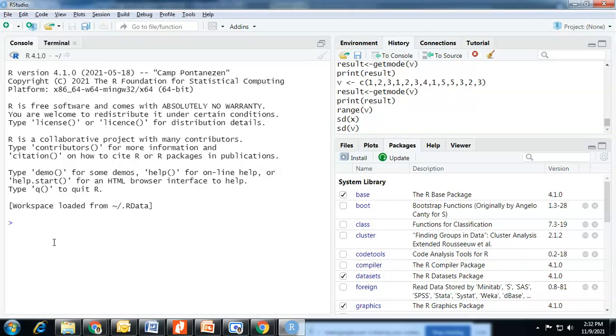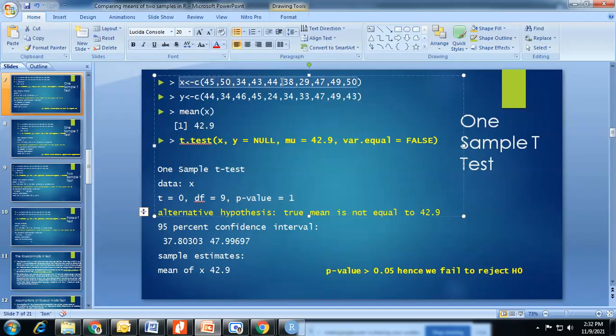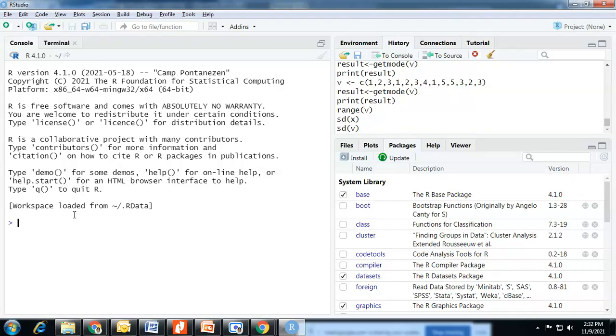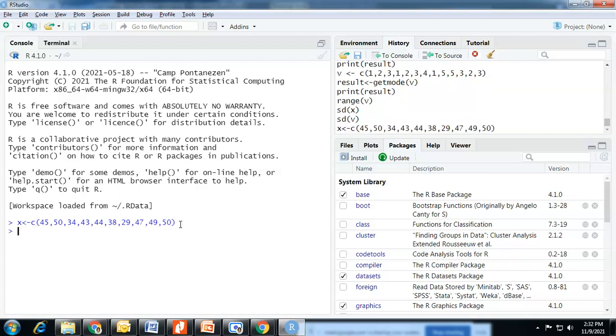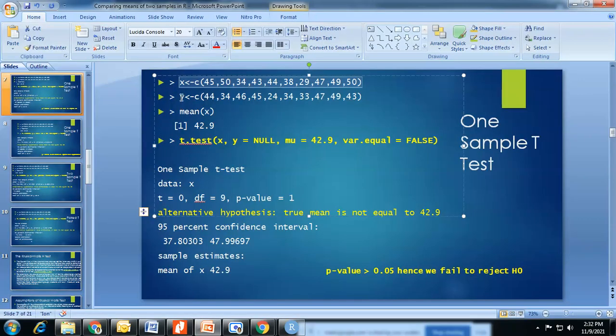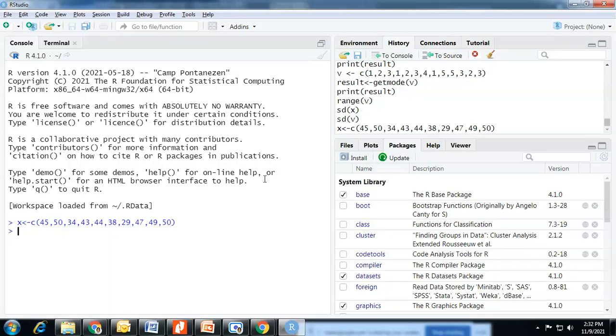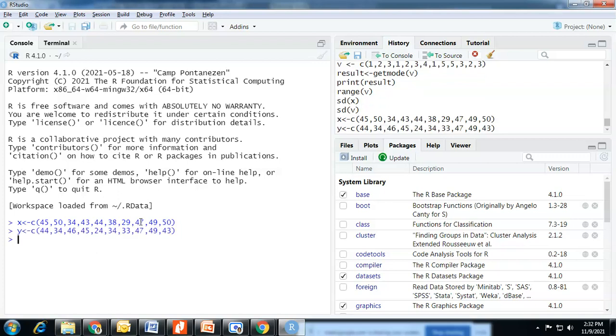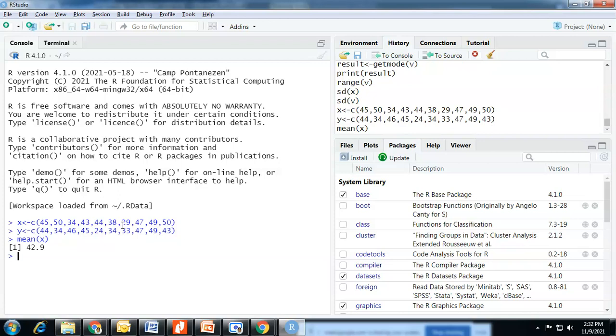Let's see. I'll copy and paste this vector x, which we have defined. Similarly, we will define vector y. So both vectors are defined. Now we will calculate the mean: mean in bracket x. It gives us the mean value, 42.9.